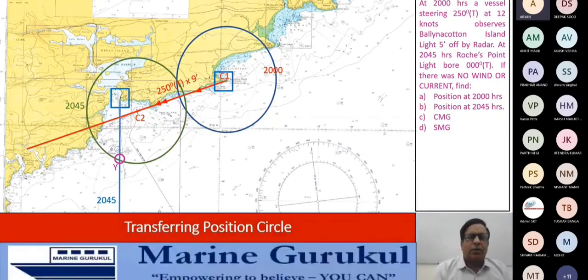Obviously, in reaching position Y, the vessel would have made good a course, which is represented by C1, C2. So the CMG C1, C2 is transferred through Y, and magnitude also is equal to the magnitude of C1, C2. Now where this cuts the 20-100 hour circle, that is at point X, that becomes the fix at 20-100 hours.